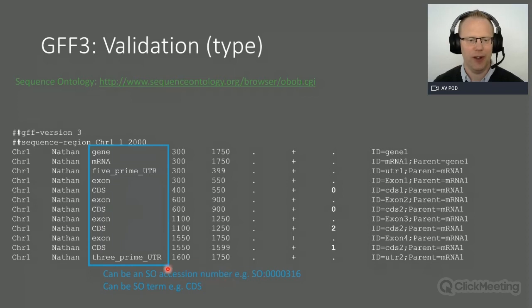So in the case of the CDS features, it could be sequence ontology : 0000316. That's not so human readable, and so most people will just use the sequence ontology terms such as CDS, so it makes it more human readable.